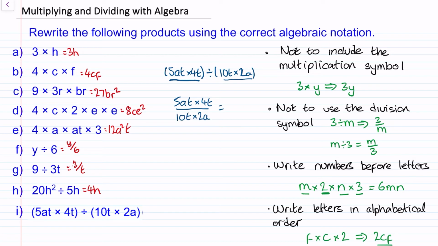We'll simplify our numerator, so 5 times the 4 is 20, and then we have at squared. On our denominator, we have the 10 times the 2, which is 20, and then a times t, so 20at. We can cancel out the 20s, and we can cancel out the a's, and then we have t squared divided by t, which just makes t.